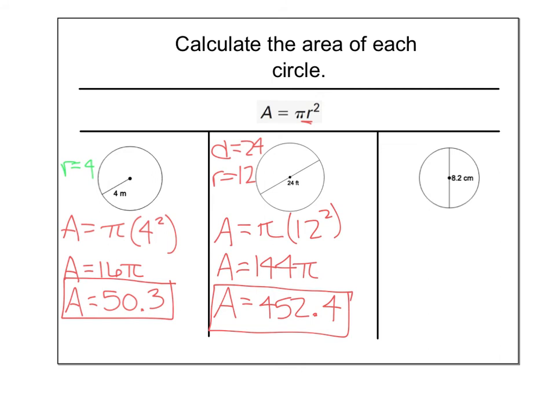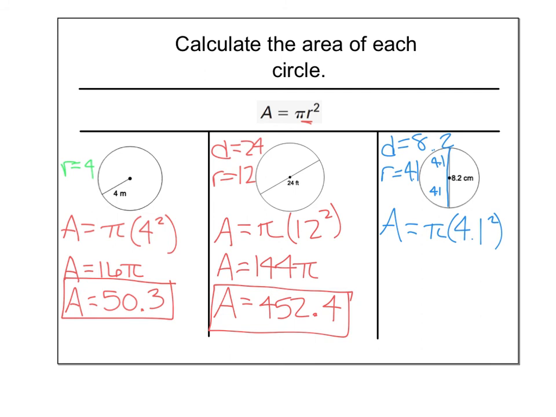All right, I'm going to do the same thing with this last problem. So I have a diameter of 8.2. And again, I know that because it's drawn all the way through the circle. So our radius is half of that, so that's 4.1. So that means like this part is 4.1, this part is 4.1. We add them together, they'd give us the 8.2. So area equals pi times 4.1 squared.